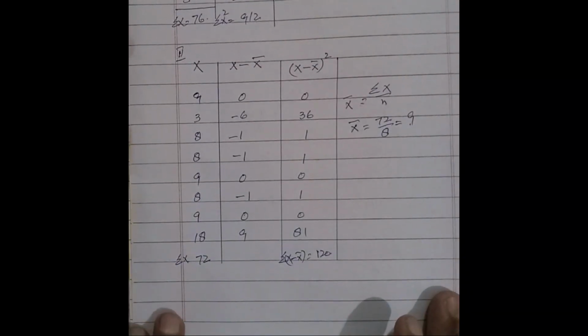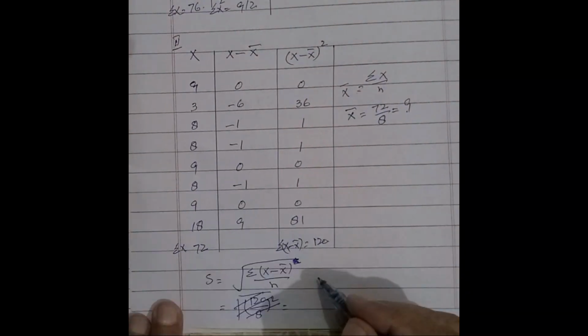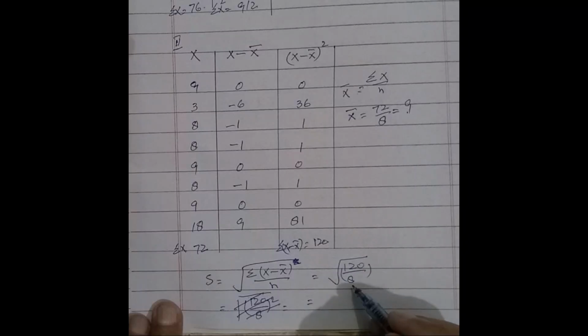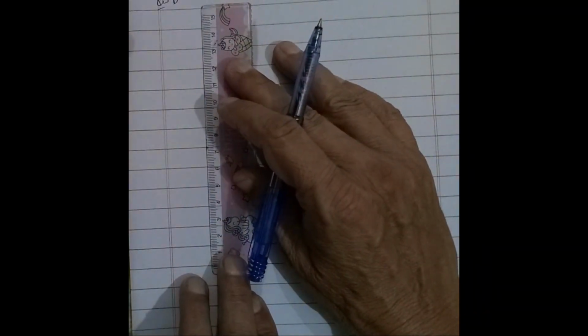And here we apply another formula. The values are 120 over 8, all under the square root. 120 divided by 8, we get 15, square root, and the answer is 3.87.